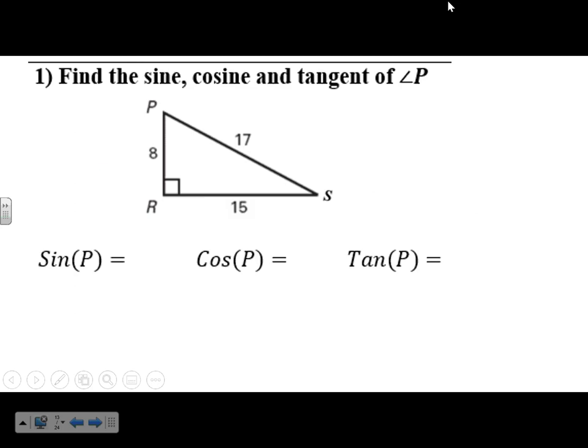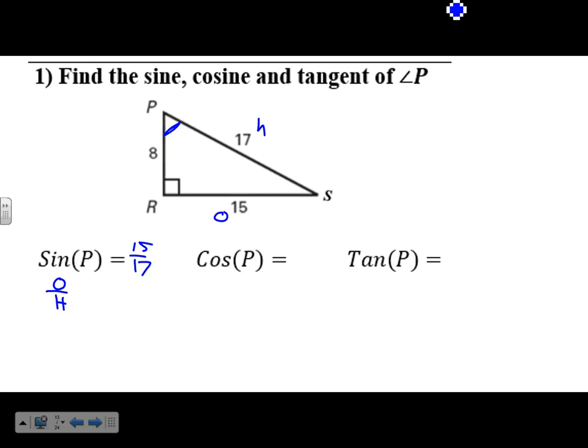So find the sine, cosine, and tangent of angle P. I encourage you guys to pause the video now and do these on your own, and then hit play and just make sure you did it correctly. So the sine is opposite over hypotenuse. We're talking about angle P here, so the opposite and the hypotenuse. And it doesn't hurt to label those. Eventually you might not have to, but I would definitely encourage you to do it here at the beginning. Reduce that down if you can, but if you can't reduce it down, that's fine.